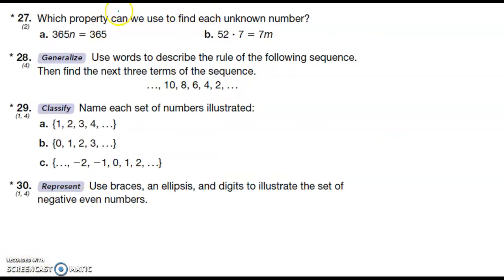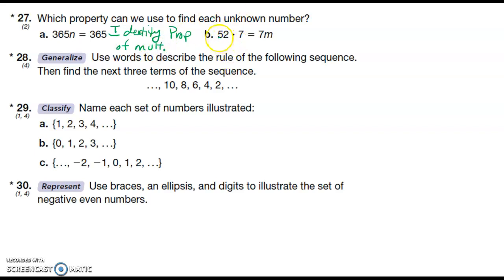Number 27. Which property can we use to find each unknown number? So here I have 365 times n equals 365. So I haven't changed the identity of the number at all. Hence, it is the identity property, and since we're multiplying, it would be of multiplication.